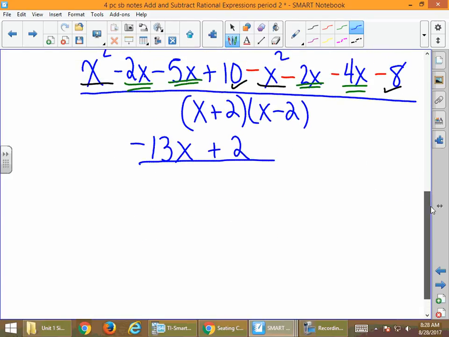All divided by x plus 2 times x minus 2. Now the problem was long enough as it was, and we can't simplify anymore. We can't cancel anything out because we can't factor anymore, and we can only cancel when we factor. But always check when you finish. Can you simplify anymore? We've done the subtraction. Can we simplify anymore? The answer in this case is no.